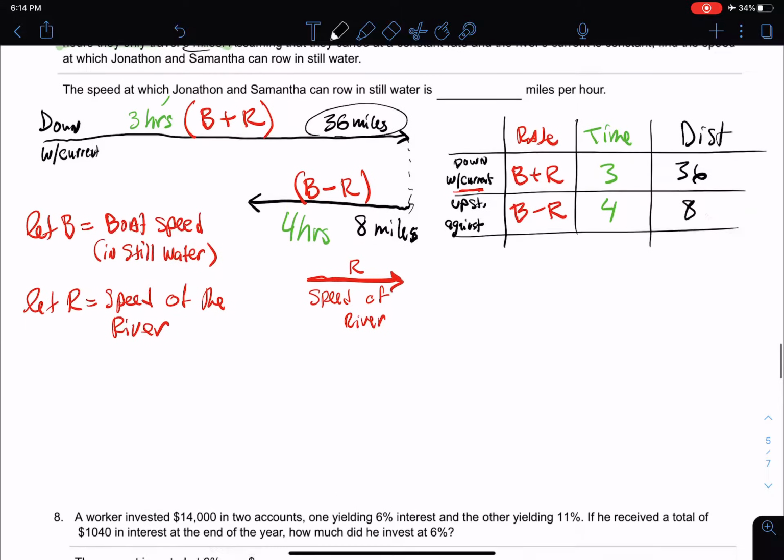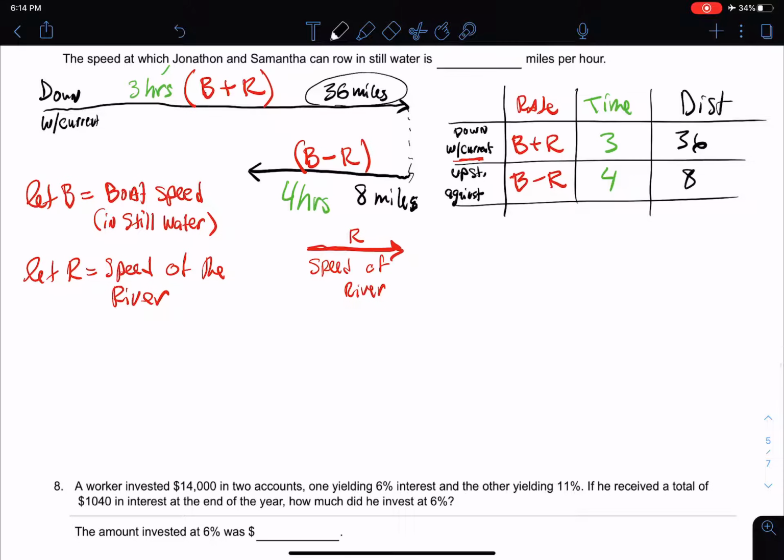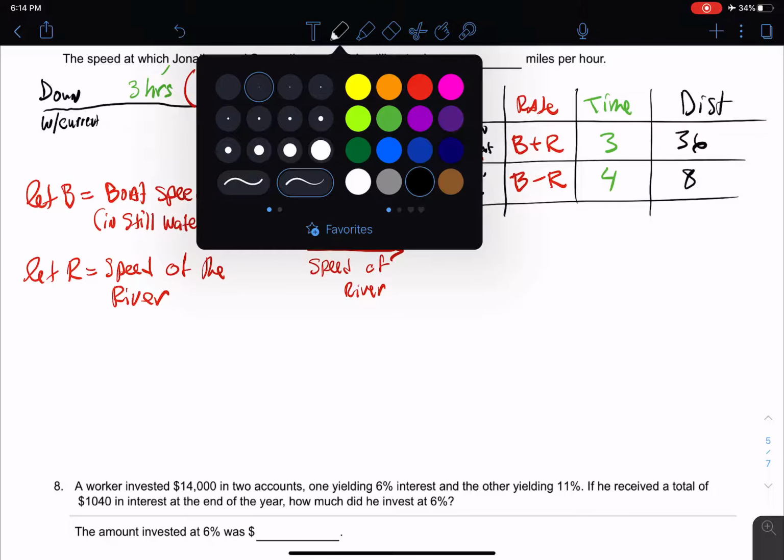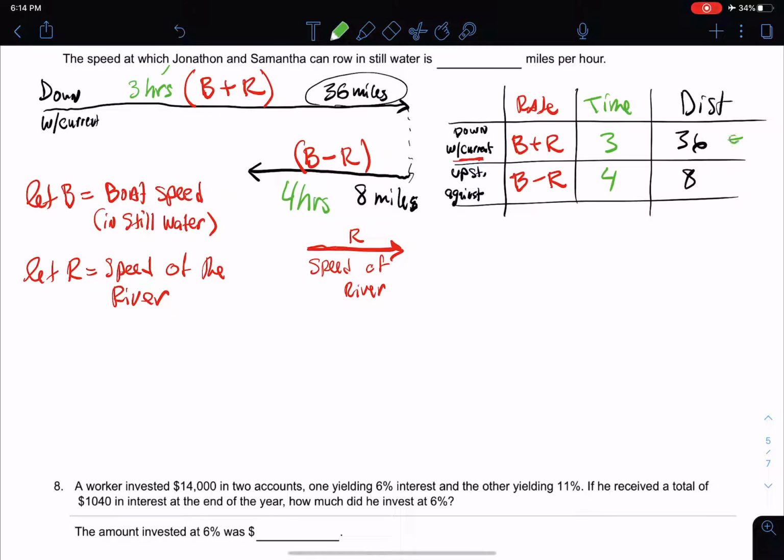So now what we want to do is go ahead and write our equation. And let's write it over here. I'm going to start running out of space. But remember, let's take the first one right here, which is going to be 3, times the rate, which is B plus R. And how far did we go on this first journey? 36 miles.